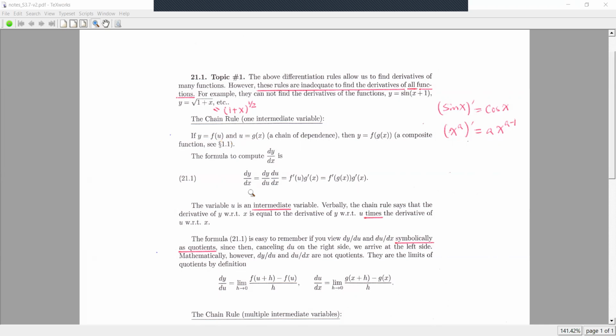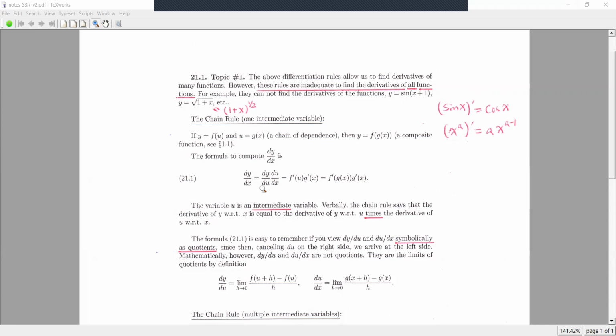The variable u is called an intermediate variable. Now, we want to compute the derivative of this function. The formula is dy/dx, this notation means derivative of this function, is equal to dy/du. dy/du is the derivative of this function times du/dx. du/dx is the derivative of this function. This is the chain rule.